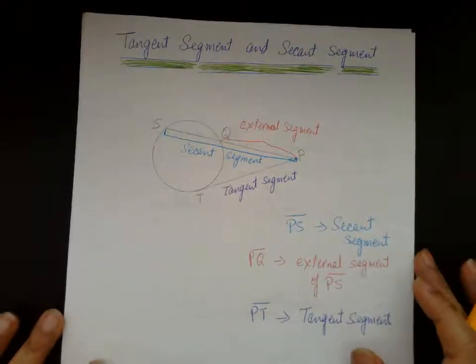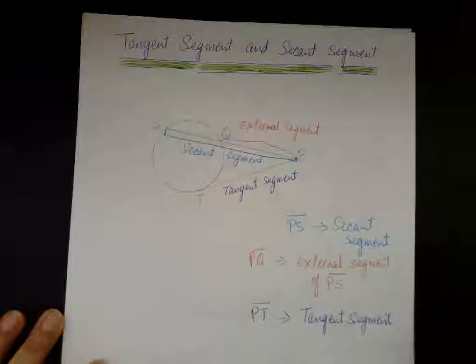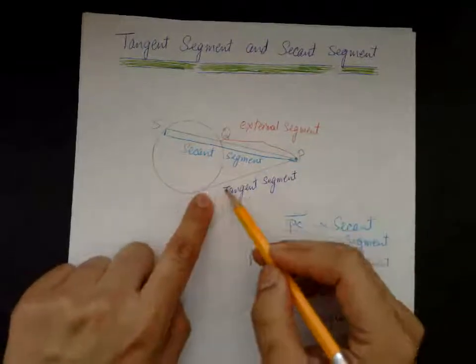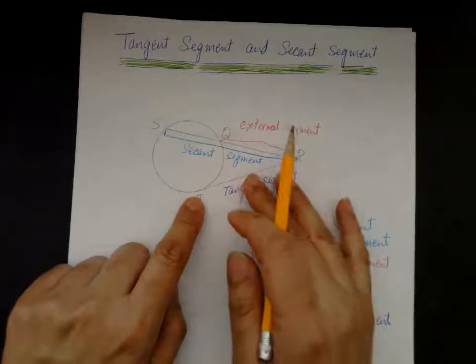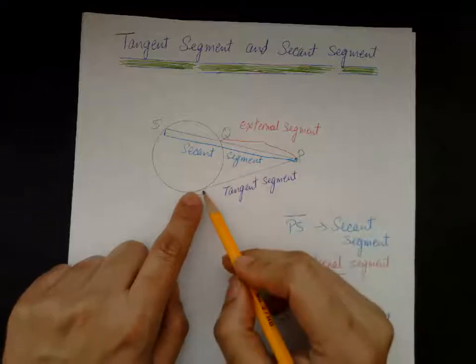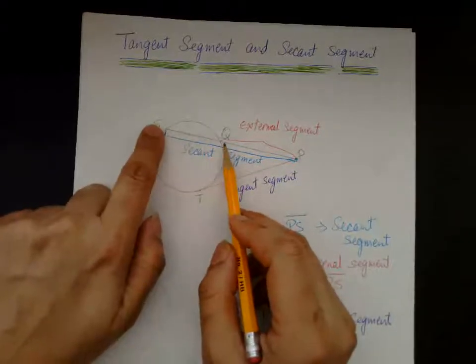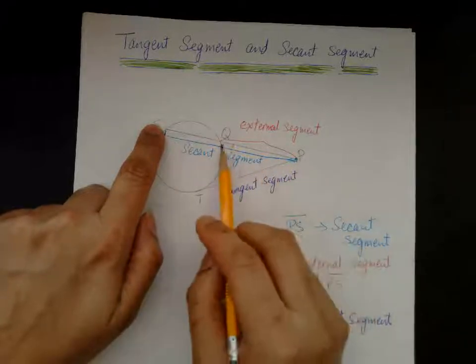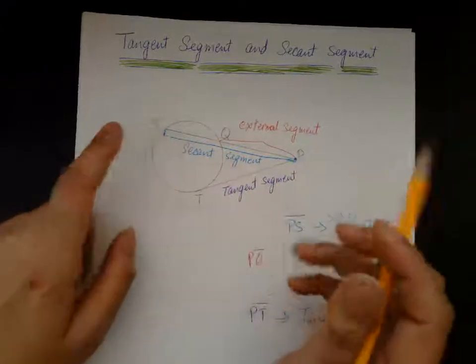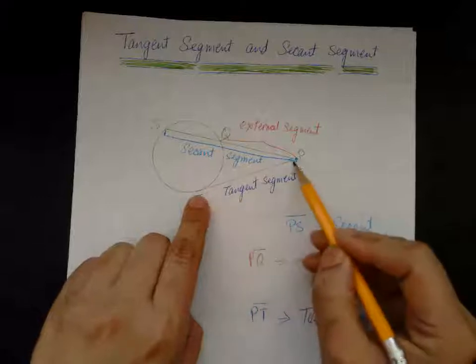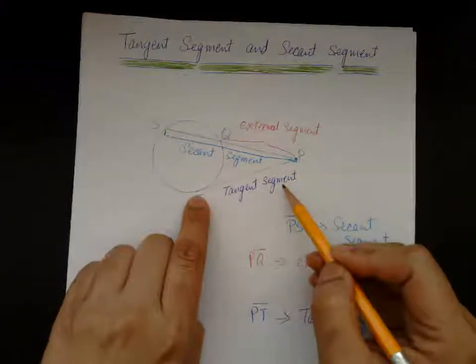Okay, tangent segment and secant segment. Tangent, it is always external. That means it stays outside the circle and it touches the circle at a point. And secant, it contains the chord and it extends out or branches out of the circle. Okay, this part of the tangent is called tangent segment.